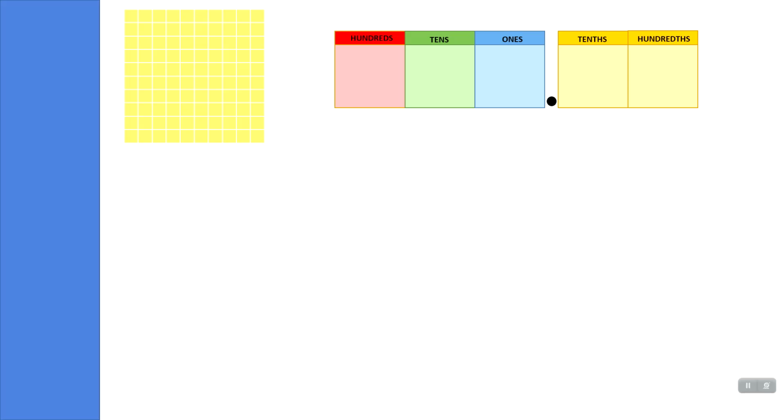Now what would happen if all of the yellow squares are shaded? Well, how many squares are there? There are 100 out of 100. And so in order to write that in the place value chart, we know 100 over 100 is 1 whole. And so we write a 1 in the ones column, and we put zeros in the tenths and the hundredths column.